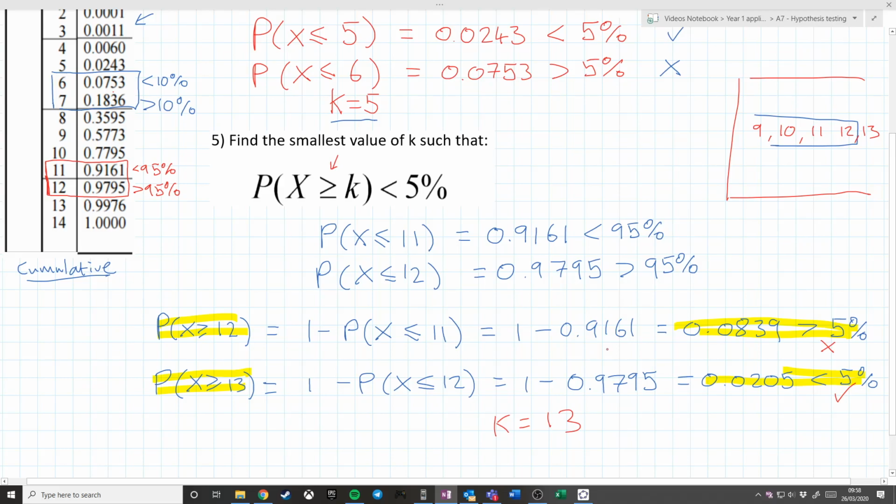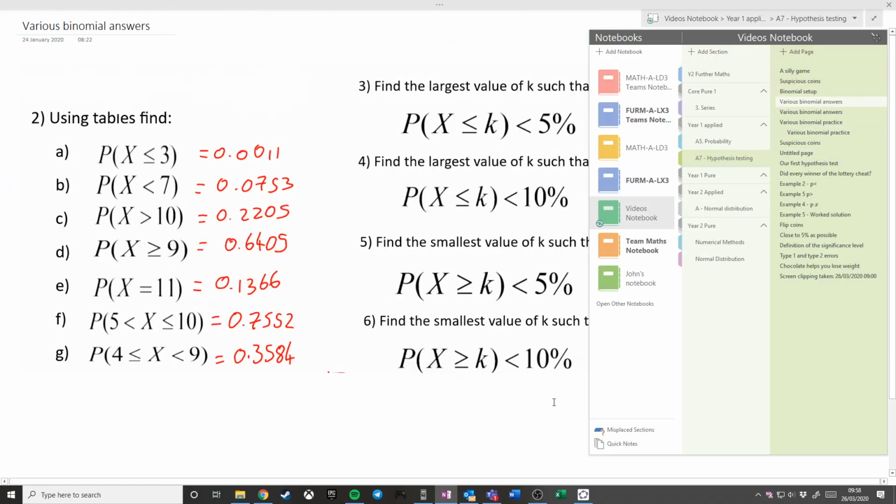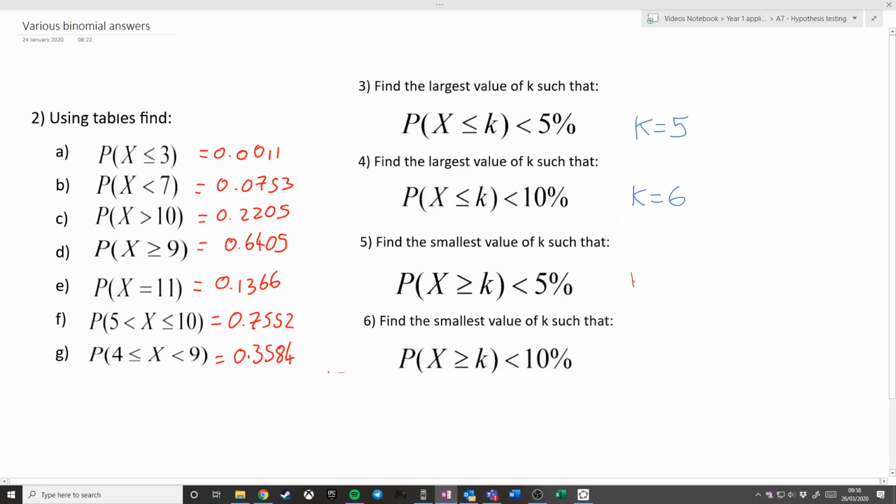Now, I started off talking about a card game. Actually, firstly, let's give the answer to the other one. So let's just go back a step. So the answer to this was k equal to 13. Have a go at this one. Maybe pause the video. Try this one now.